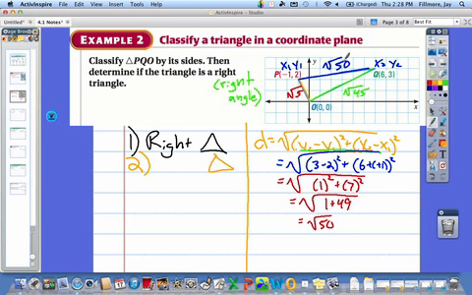So none of these sides are the same length. Square root of 5, square root of 45, and square root of 50. So this is going to be a scalene triangle because none of the three sides are congruent. Distance formula takes a bit of time. Same concept, just plugging in that algebra property here as well.